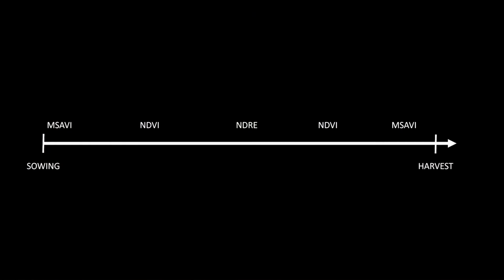Taking into account the sensitivity of the different indices, we would implement the most sensitive, MSAVI, at early stages, NDVI at middle stages, and NDRE at late stages of growth. As the crop transitions to senescence, it would be useful to return to more sensitive indices like MSAVI, as the foliage would decrease.